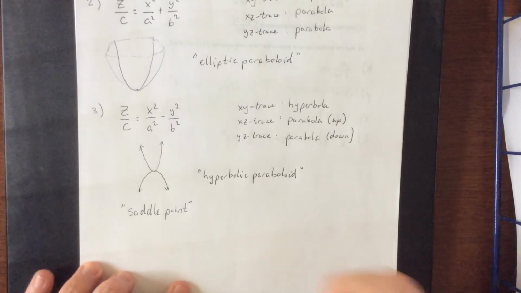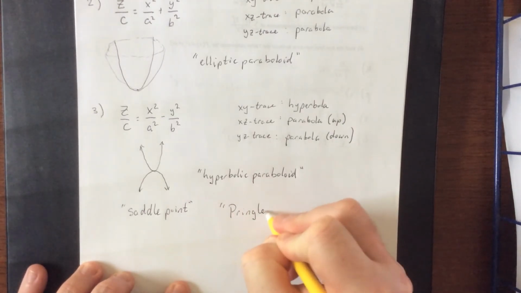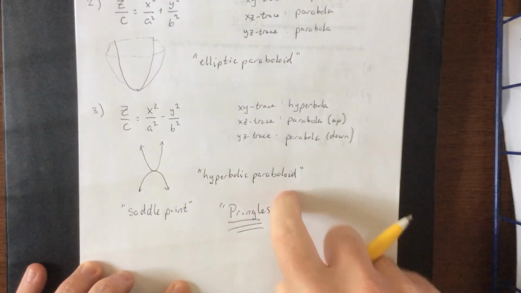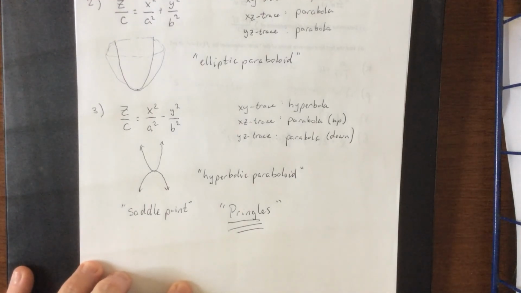Saddle points stack exceptionally well. Something else that stacks especially well would be Pringles. Pringles are the #1 application of hyperbolic paraboloids. Anytime you eat Pringles, you are eating a stack of hyperbolic paraboloids. Oh my gosh, learning is so much fun. I need some sour cream and onion. I'll be back.